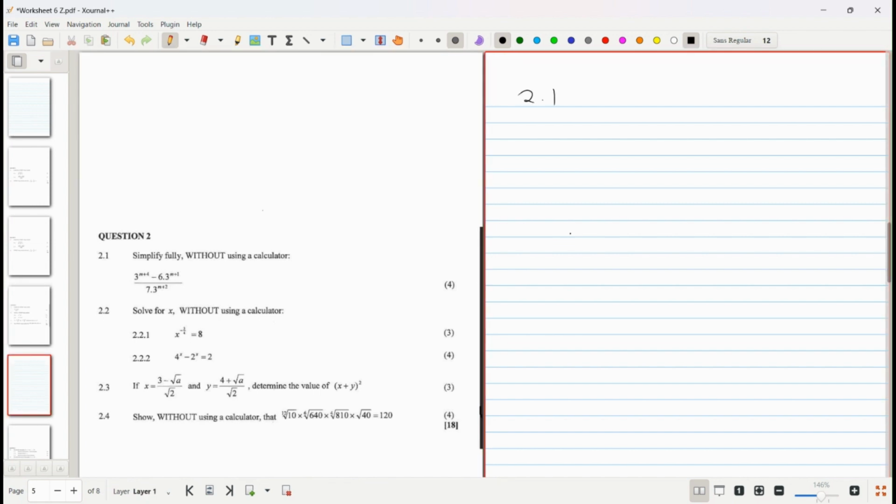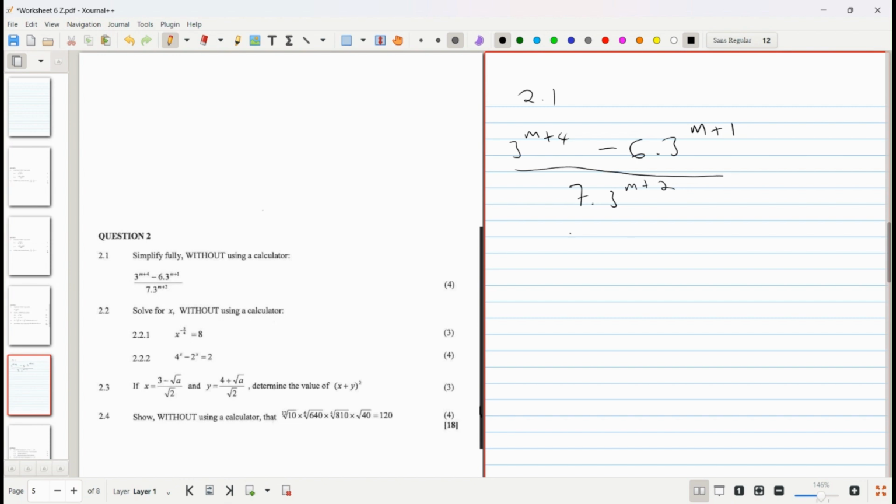Okay, let me write 2.1 here. We have 3 to the power m plus 4, and then minus 6 multiplied by 3 to the power m plus 1, all divided by 7 multiplied by 3 to the power m plus 2. So what do you do? You check the common factor. We can see that 3 is common here, also here and here. So that's the common factor.